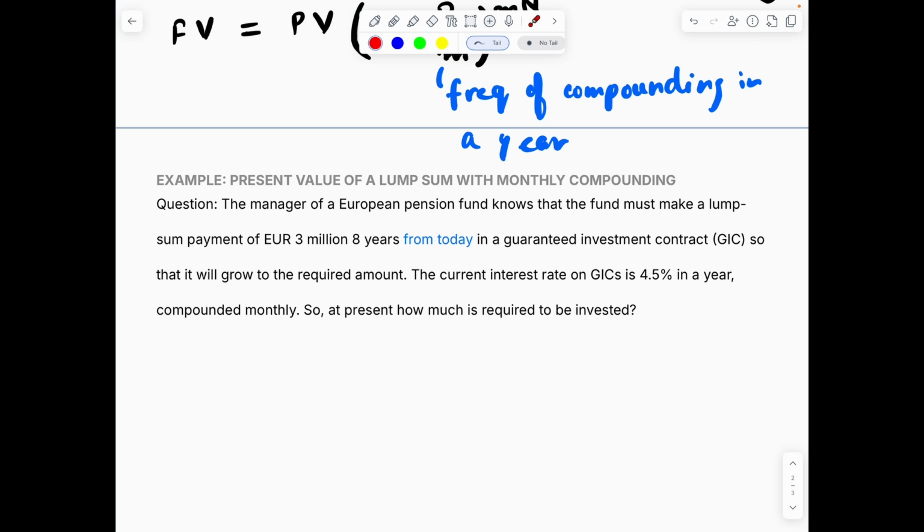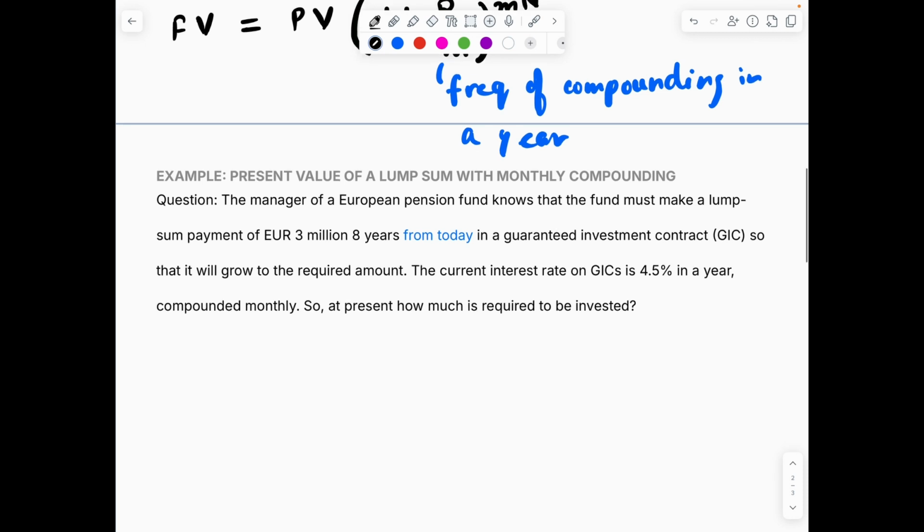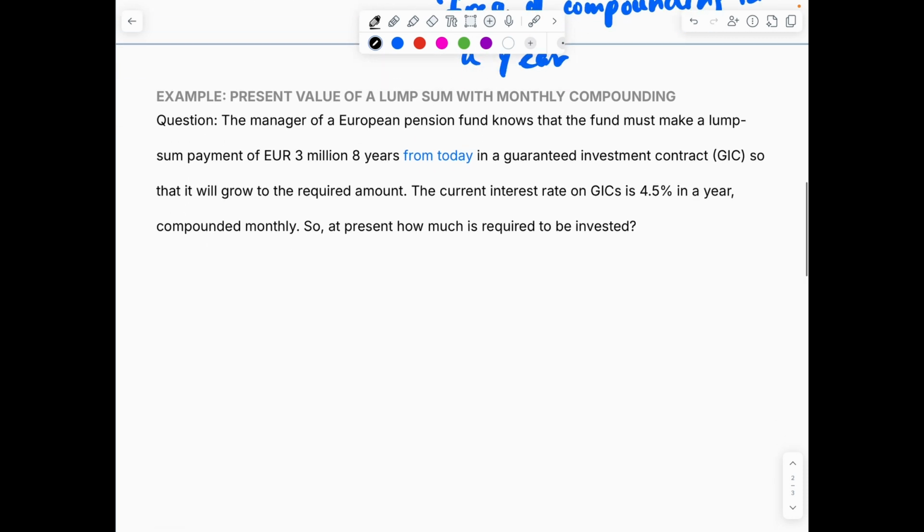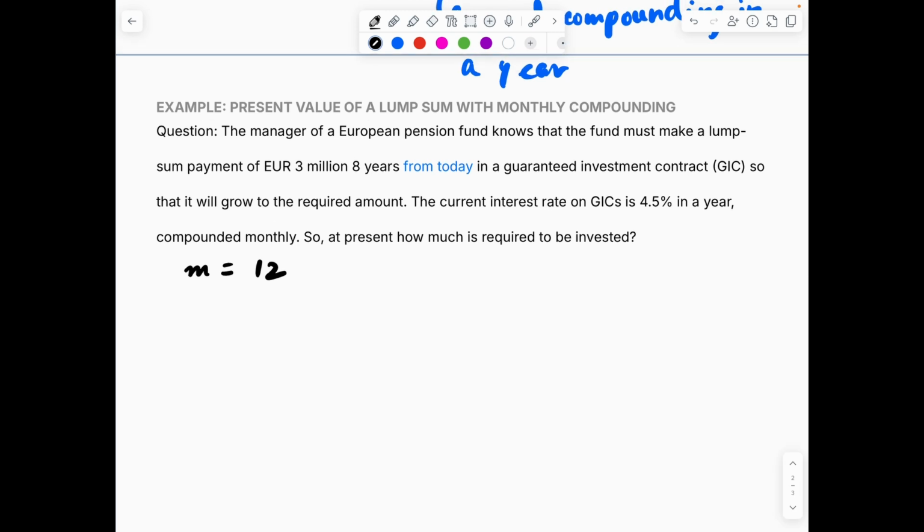So basically we have to calculate the present value of a lump sum with monthly compounding. Compounding is going to happen on a monthly basis, so we get our M, which is 12, right? If you solve this question, then you'll easily be able to solve the question which is given in your book. It's exactly the same. I have just changed the numbers and figure names.